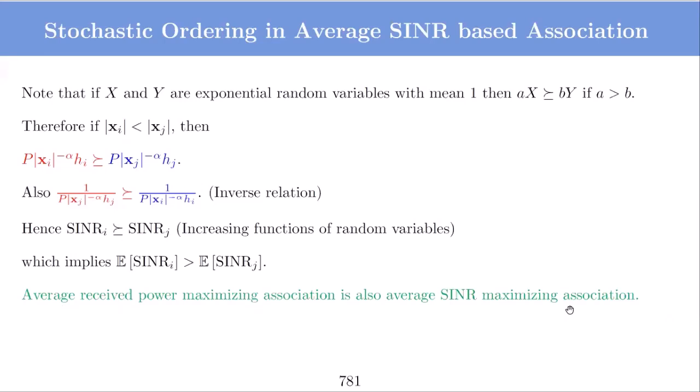So if someone asks you what strategy you will use if you want to maximize the average SINR, you will just select the closest base station. But when you have multiple antennas, things would be different, because then hi and hj have different distributions. So you have to see if you can find some stochastic dominance conditions, which is still possible, but only for a few sets of parameters of number of users and number of antennas.